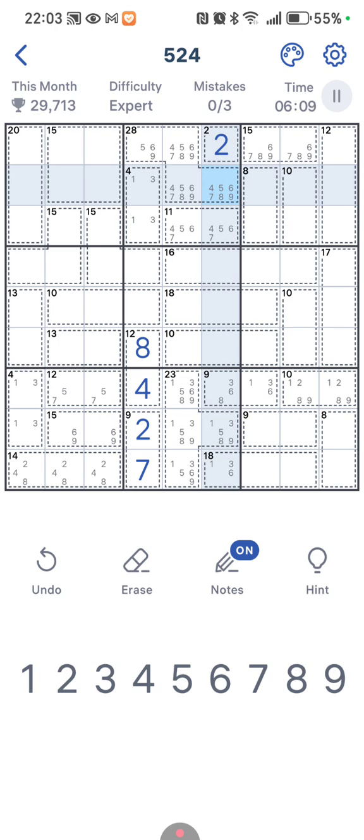Okay. What am I missing? Okay, 20 plus 13 is 33, 37. I'm just looking down the lines now. Actually, let's get this one first. This is going to be 4, 6, 7, and 9.